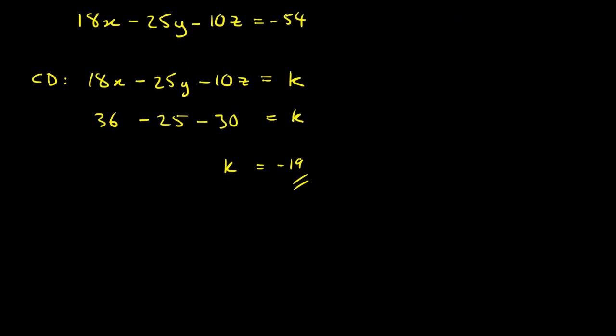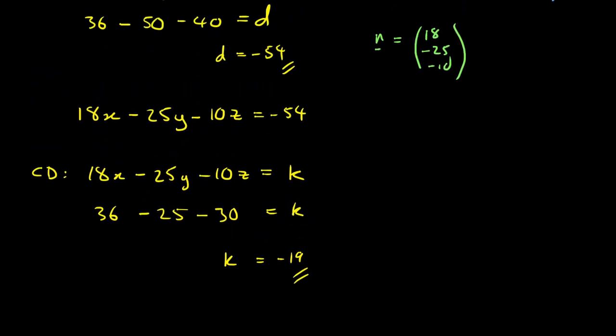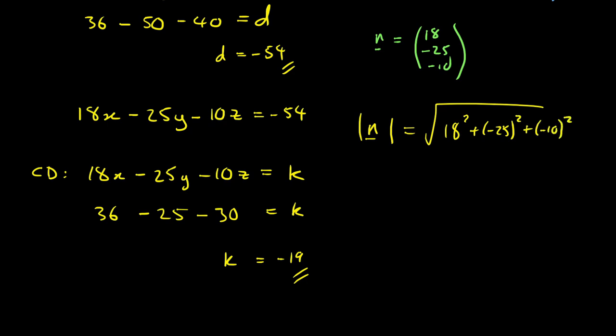Well, okay then. We can then find the shortest distance, can't we? We're going to take both of these and divide them by the magnitude of the normal vector. The magnitude of the normal vector is going to be equal to the square root of 18 squared plus negative 25 squared plus negative 10 all squared. If I do that, 18 squared plus 25 squared plus 10 squared, and take the square root, that was the square root of 1049.